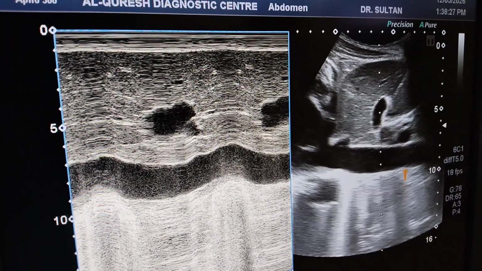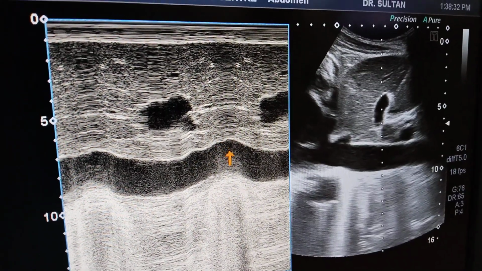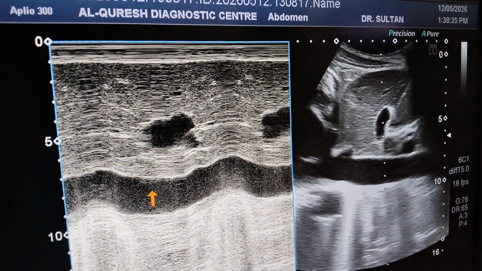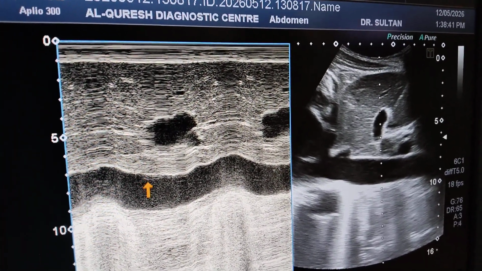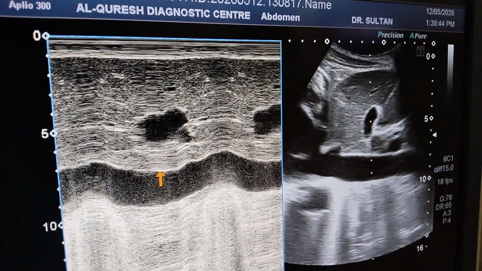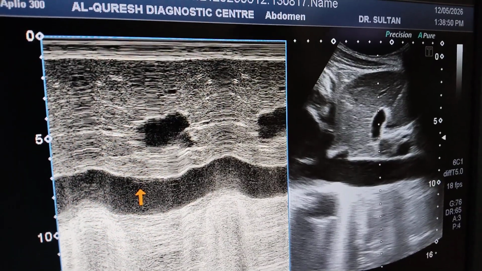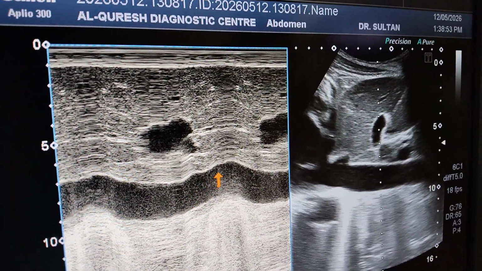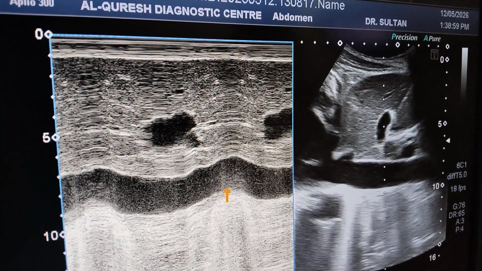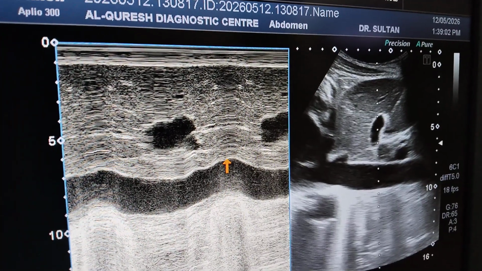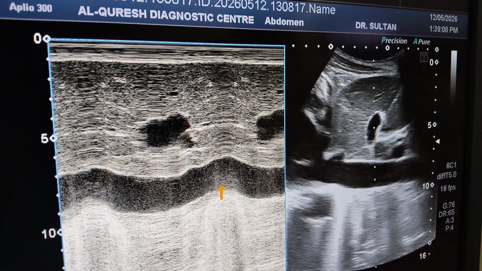we can appreciate that IVC is dilated, and there is almost loss of respiratory physicity. That means that with respiration IVC constricts, but here we are unable to appreciate that. On inspiration, the IVC does not seem to be contracted. So this is called loss of respiratory physicity.